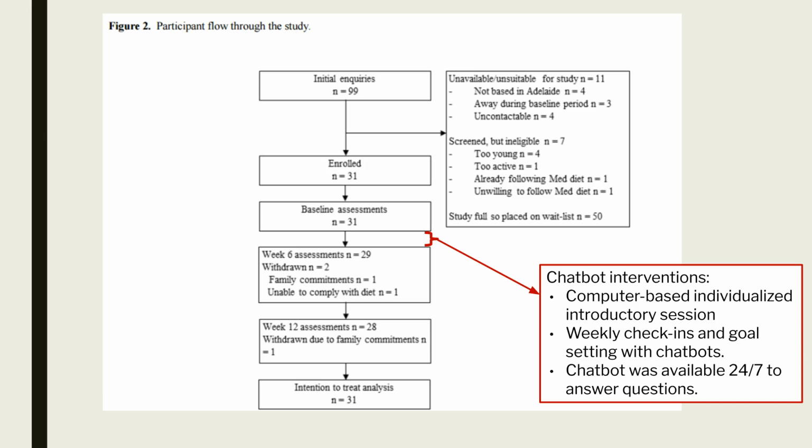This included a computer-based individualized introductory session, weekly check-ins and goal setting with the chatbot, and 24/7 chatbot access. Outcomes were assessed at post-intervention and again at follow-up. By the second follow-up, 28 participants remained in the study. This type of flowchart helps clearly present the entire recruitment and retention process to the audience.